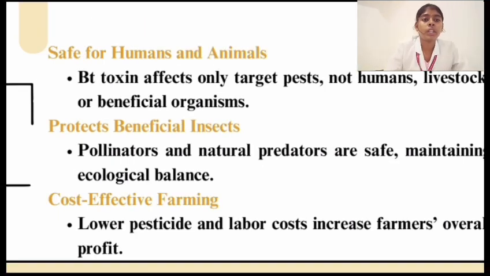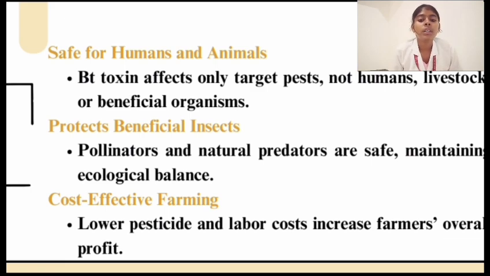Continuing, we can see more advantages of Bt crops. Next, they are safe for humans and animals. Bt toxins only target specific pests. They are not harmful to humans, animals and other beneficial organisms.